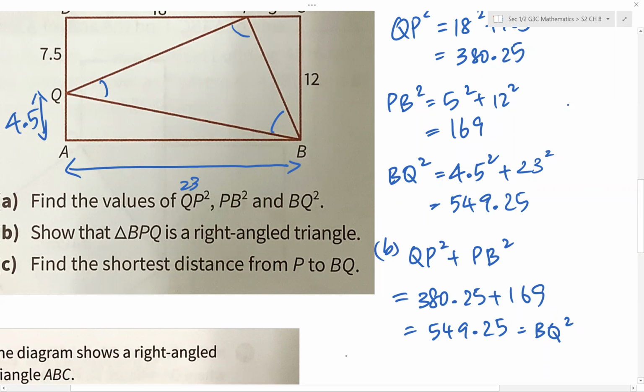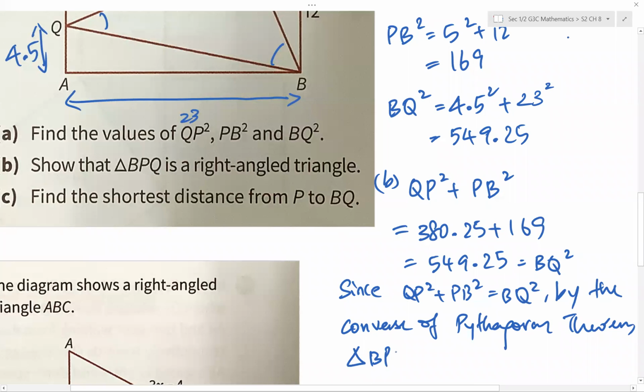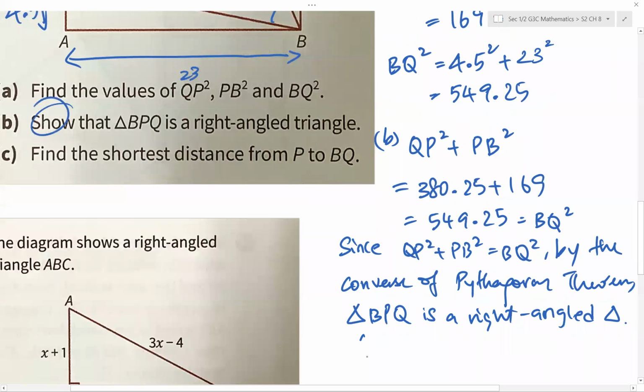Therefore, since QP square plus PB square equals BQ square, by the converse of Pythagoras theorem, triangle BPQ is a right angle triangle. Since they ask you to show, then you write shown.